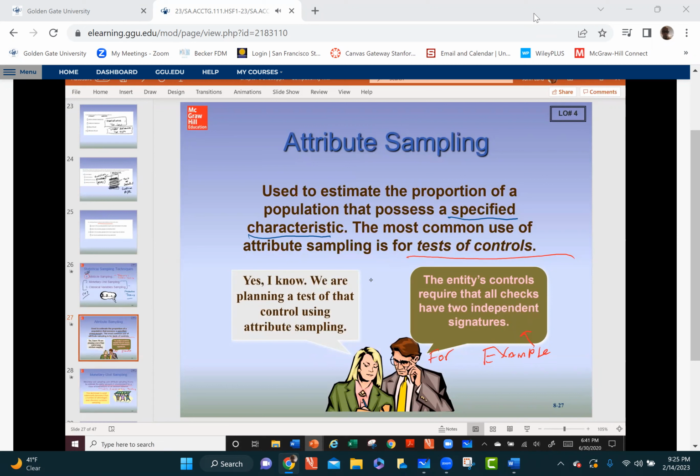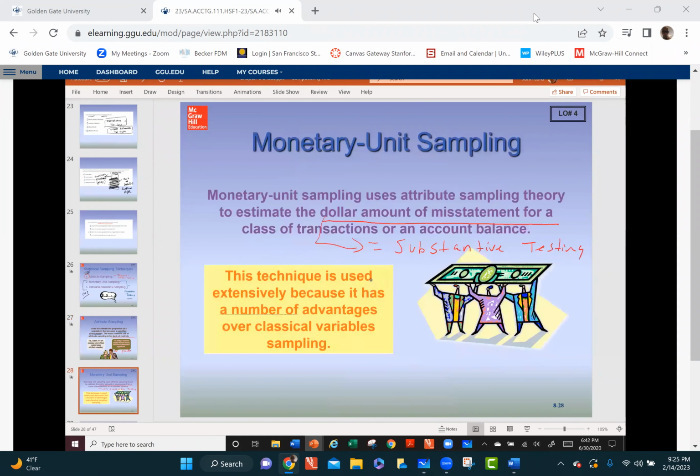Sales invoice. Before a credit sale is authorized, there has to be a credit approval. There has to have been a credit check on that. There has to have been credit authorized for that individual before we let them open up a sales account on credit. So these are the kinds of things you would look for on a transaction. Does it contain this control? We call that attribute sampling. So attribute sampling is used for controls.